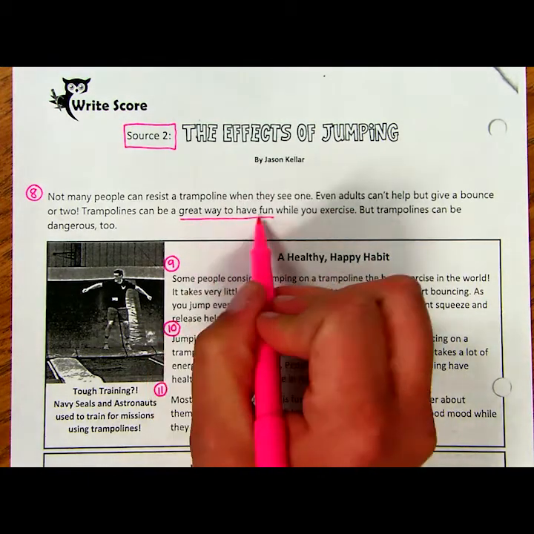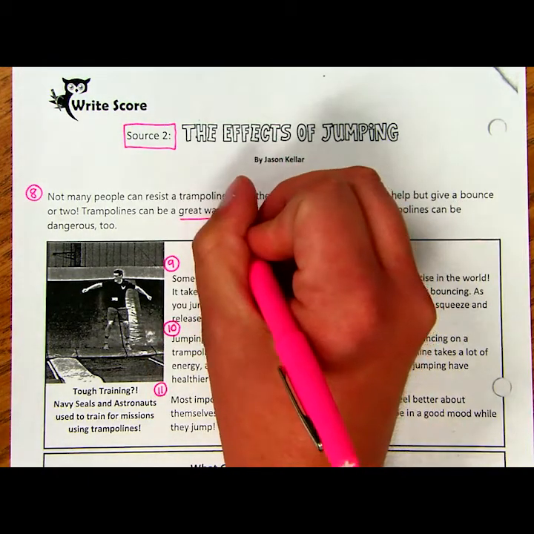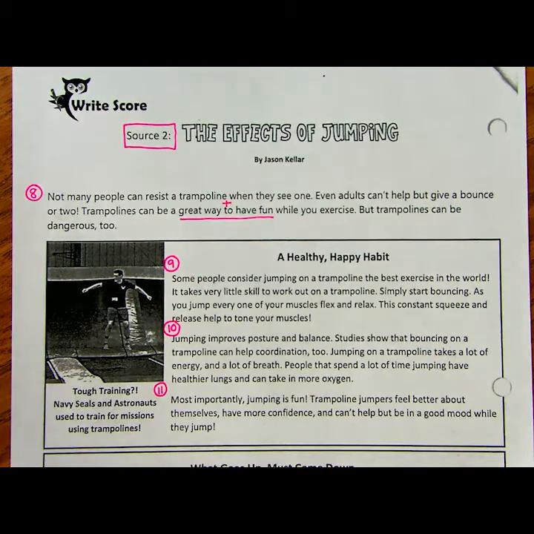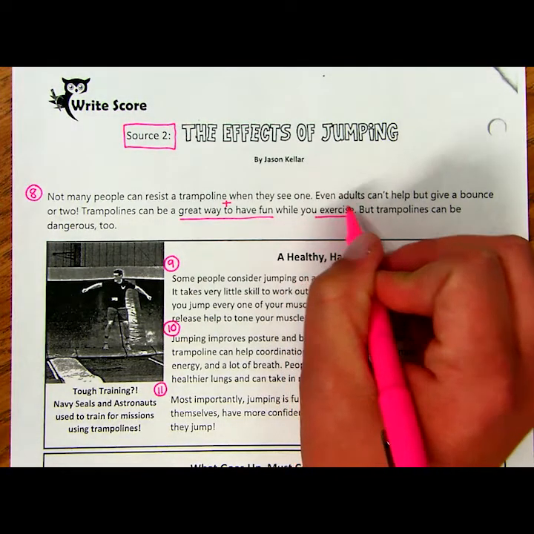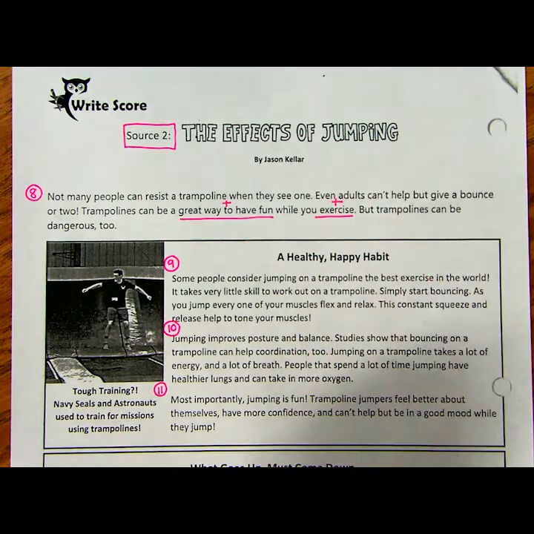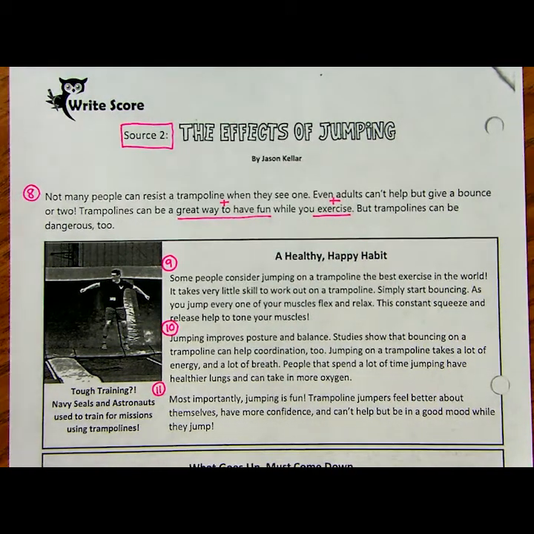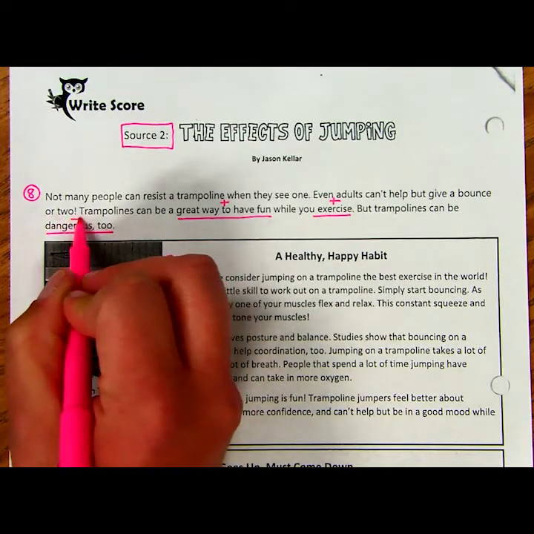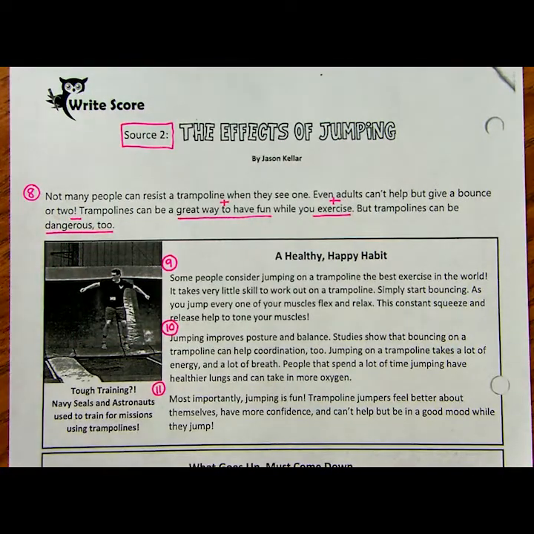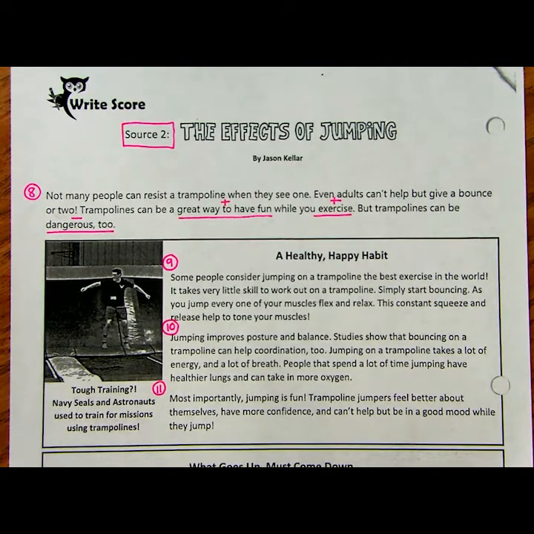So a great way to have fun. I'm going to put a plus sign above that. That supports that they should stay open. Even the word exercise supports that they should stay open. Now, there's something, though, that I read in that sentence. They can be dangerous, too. That's going to get a negative sign. That does not support trampoline parks staying open. Let's continue.